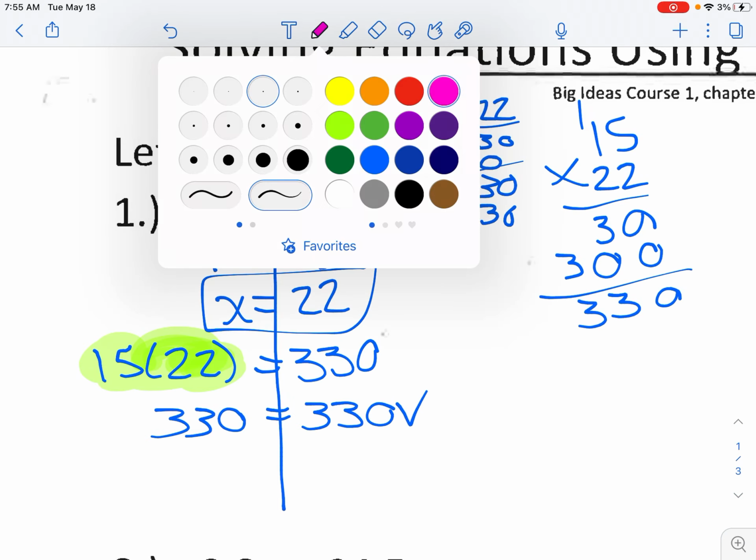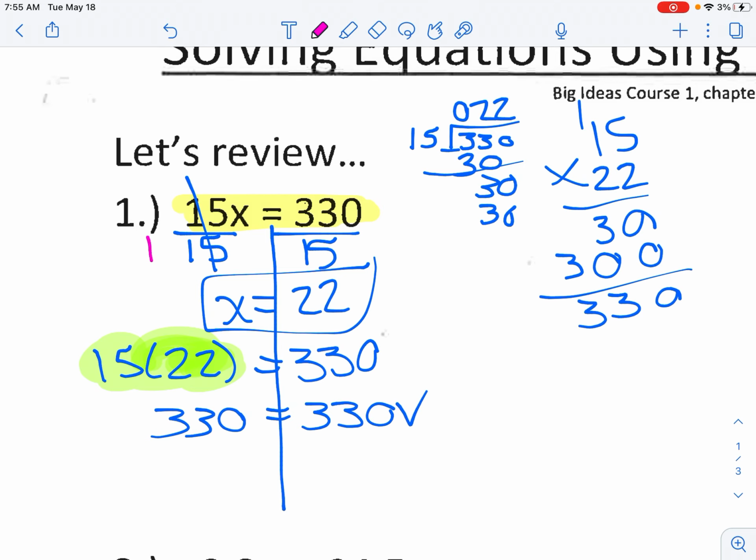So now let's go back, make sure we have all 4 lines. We showed our inverse operation. We have a solution. We substituted and we checked.